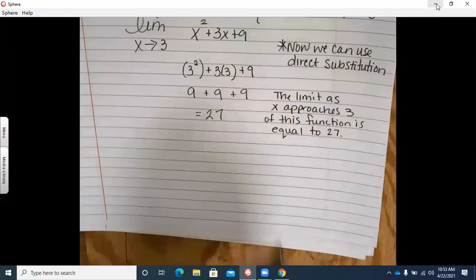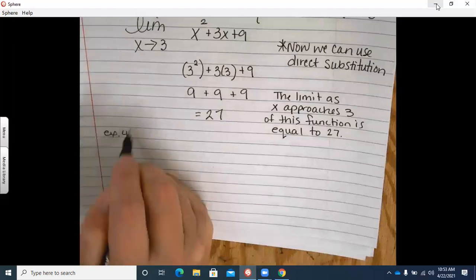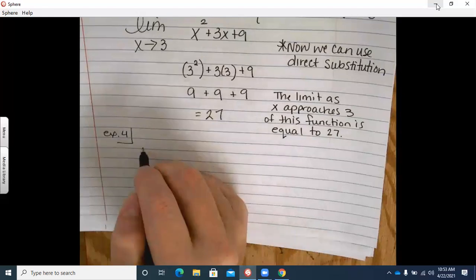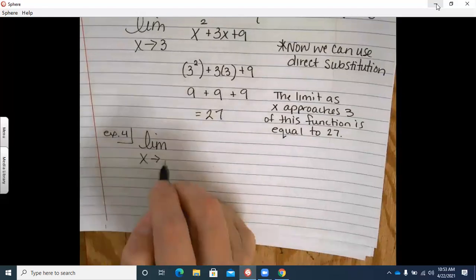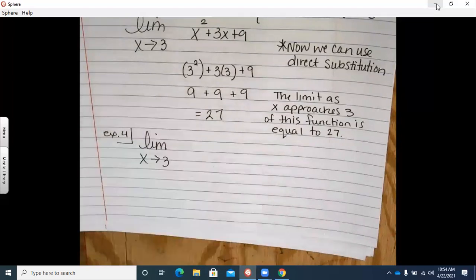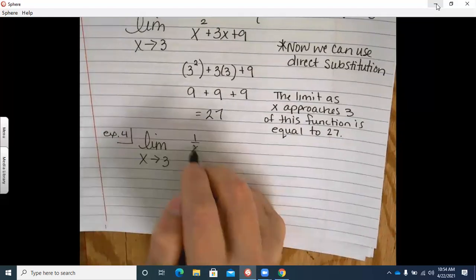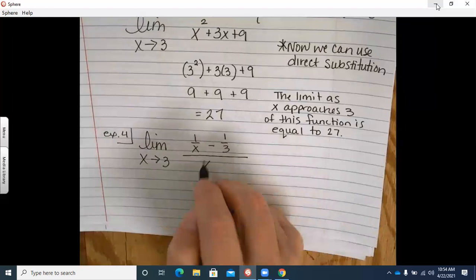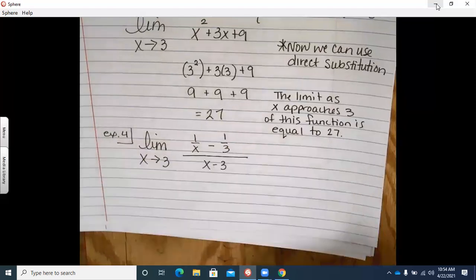Example 4. We are going to find the limit as x approaches 3 of 1 over x minus 1 over 3 quantity divided by x minus 3. Okay, we want to get rid of that denominator because if we use direct substitution, we're going to get a 0 on the denominator, right? Okay, but can we factor the numerator? I don't think so. So let's just start by trying to get rid of that complex fraction.